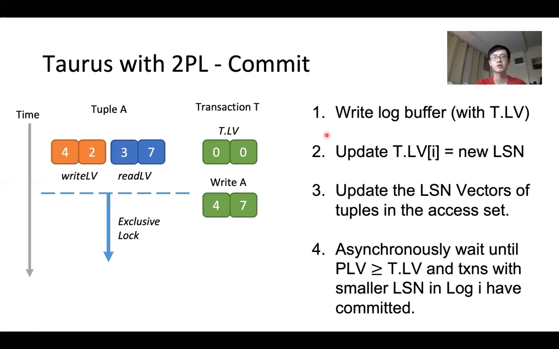So when the transaction is ready to commit, it will write a log record together with the LV of this transaction into the log buffer. After writing, this will generate a new log sequence number. So the transaction will just update the corresponding dimension. Let's say the transaction belongs to the ith log. So it will update the ith dimension to be the new LSN.